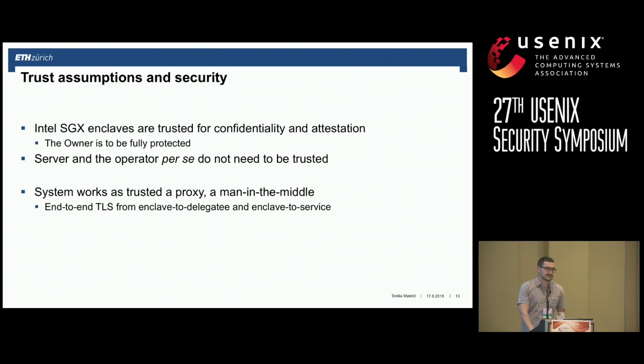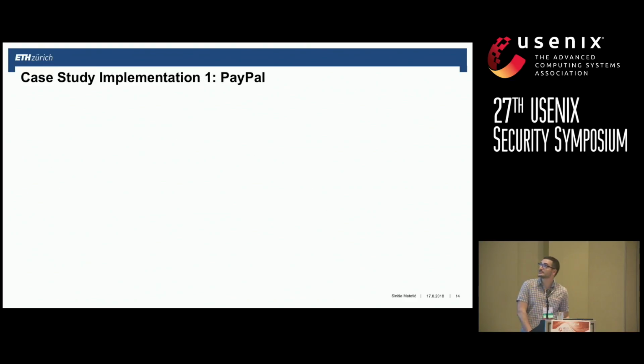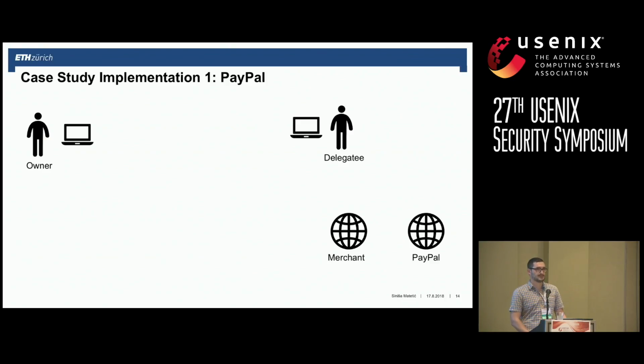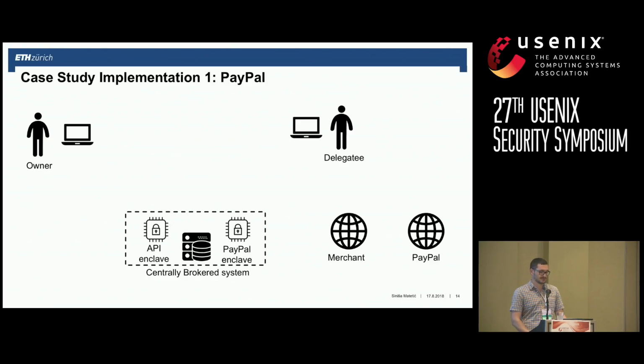So we developed several case studies, full implementations of this system for several use cases, and I'll present a couple of them right now to show you the potential. Let's go back to the PayPal example. We have Bob, we have Alice, we have the merchant, and the PayPal as the payment provider, and then a centrally brokered system in between. Bob delivers the credentials to the system and specifies to whom he wants to delegate, and alongside that, the restrictions.